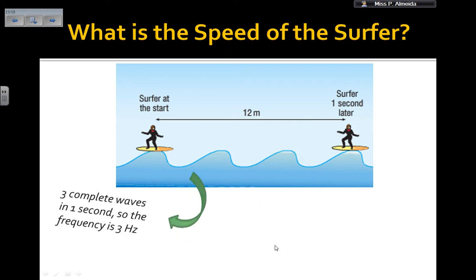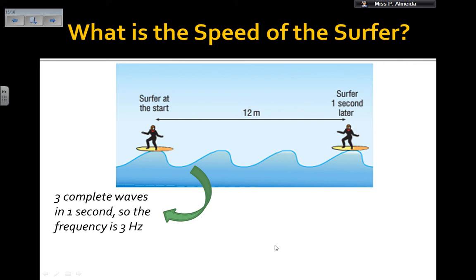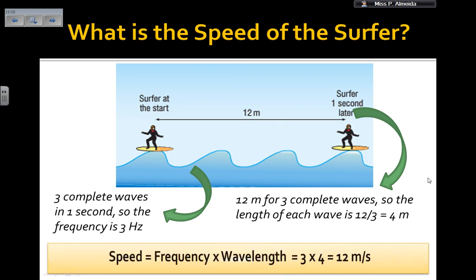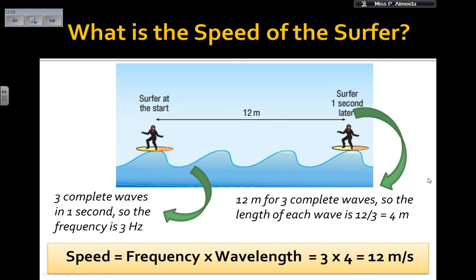Let's just think about it. There are 3 complete waves showing, okay? 1, 2, 3. So in 1 second, the frequency is 3 hertz, and I know it is 1 second because this shows 1 second later. And then there are 12 meters for 3 complete waves, so that means that the wavelength is going to be 12/3, which is 4 meters. So I got the frequency, I got the wavelength. Wave speed is frequency times wavelength, so 3 times 4, that gives me 12 meters per second.